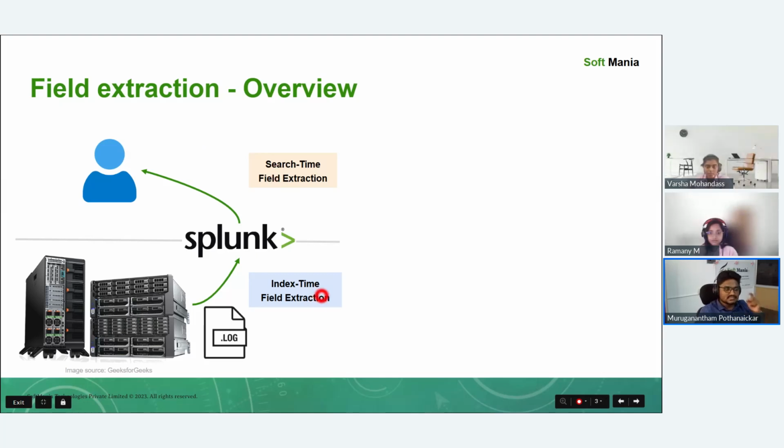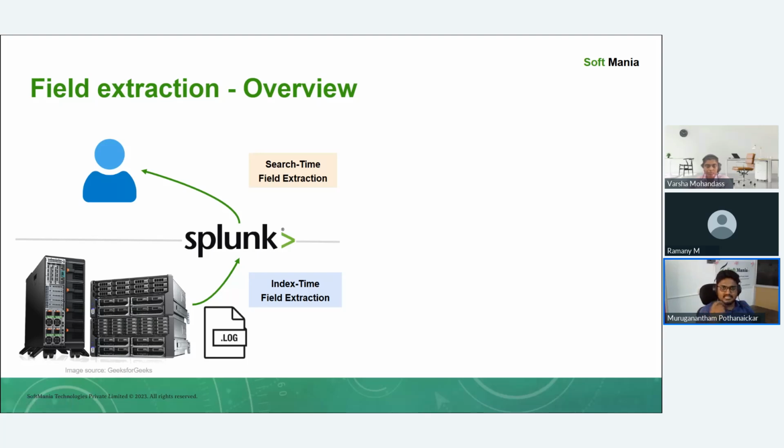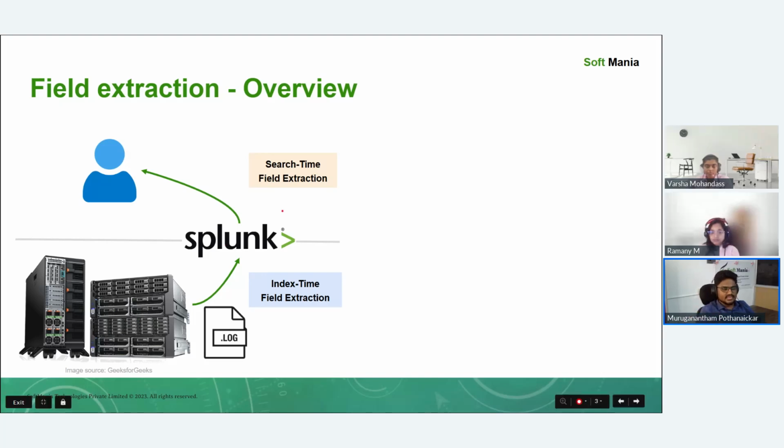The index time field extractions will be persistent, because whatever fields are extracted during the index time will be permanently indexed. So those fields will not be changed. But the search time field extractions are temporary, meaning every time you execute a search, the field extractions happen on the fly. So every time they are getting extracted, and if you want to change the behavior, you can change it whenever you search. But index time field extractions are permanent because you are extracting and storing them in Splunk. So that cannot be changed.